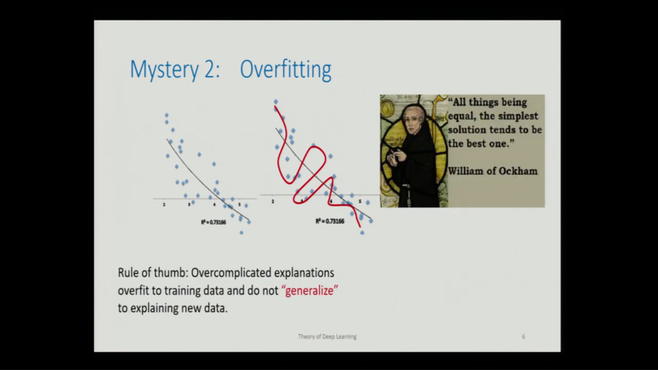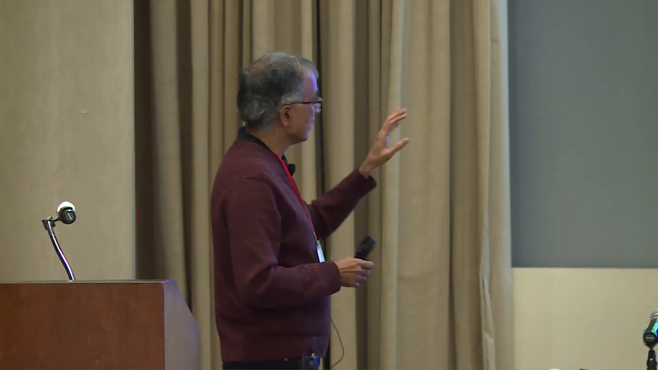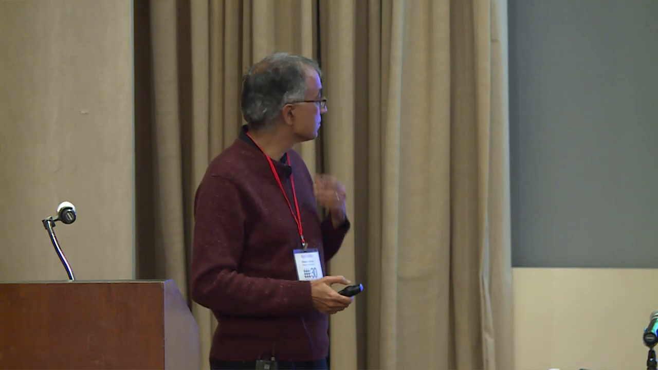And that's a 1,000-year-old philosophy, if not more, Occam's razor, that all things being equal, the simplest solution tends to be the best one. That's why conspiracy theorists should be mistrusted, right? They fit all the facts that are known, but then they don't generalize to new facts. So, yeah, we've seen this in science.